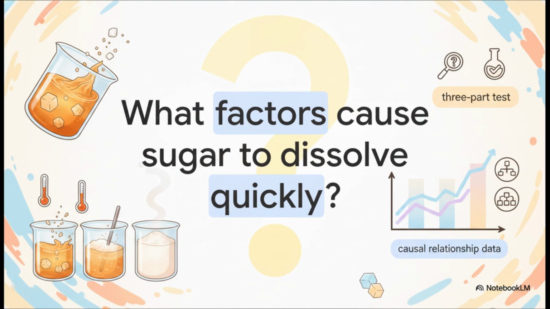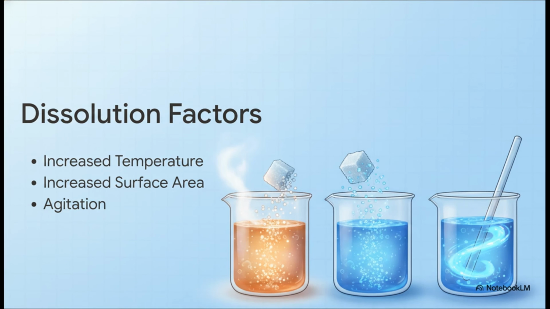Which brings us to part 5, speeding up dissolution, the final verdict. Let's bring this all back to the driving question that kicked off today's explainer. What factors cause sugar to dissolve quickly? Out of all our sweet tea variables, which ones actually pass that strict 3-part test for a cause and effect relationship? Let's look at the data. So the crucial point is this. We have 3 definitive factors that pass the test and speed up the rate of dissolution.